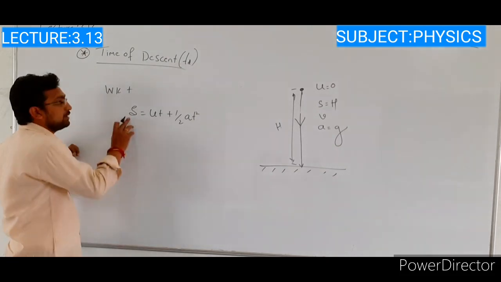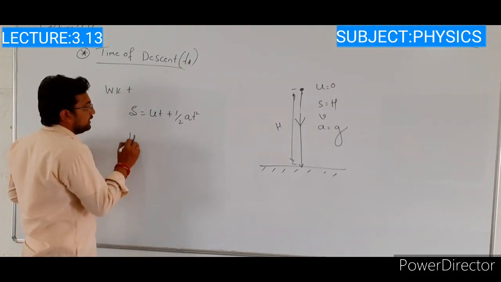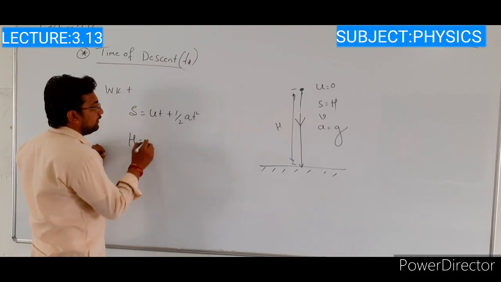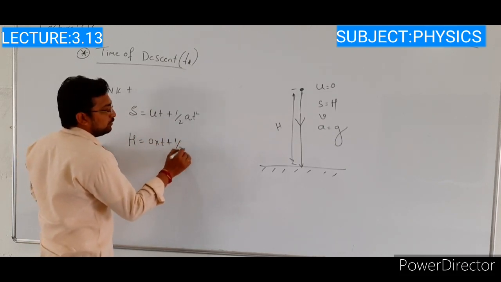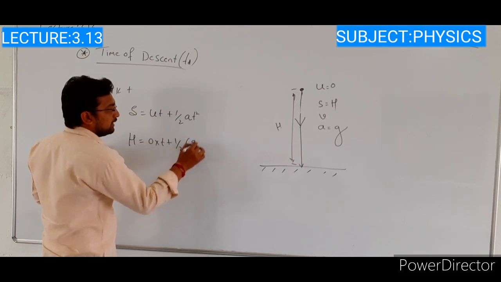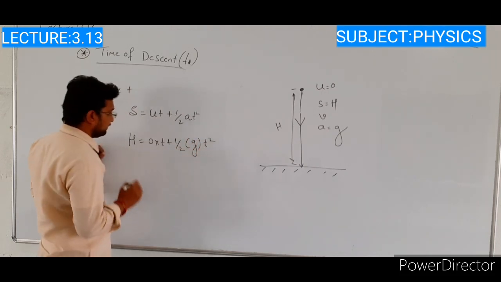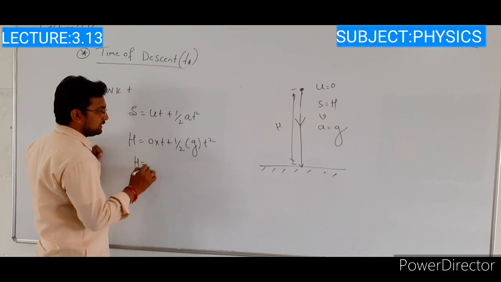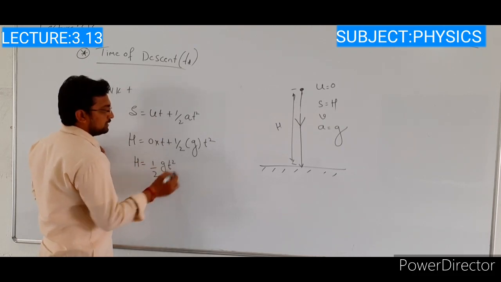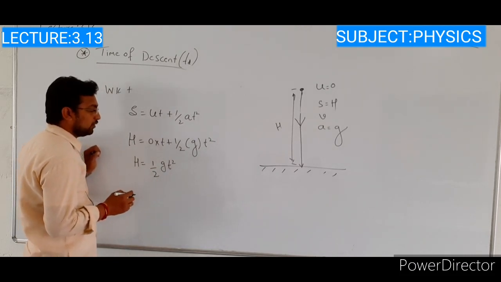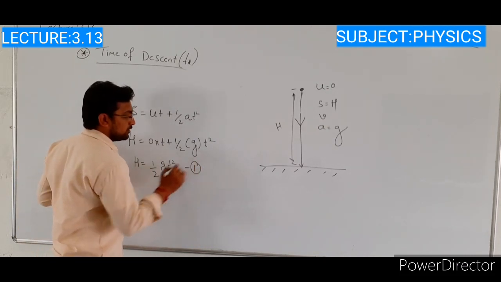Okay, see here. Substitute the s value here. S value is h and initial velocity is 0, so 0 into t plus 1 by 2 into a. A value is plus g, into t square. So then maximum height h is equal to 1 by 2 into g into t square. So this is our first equation.